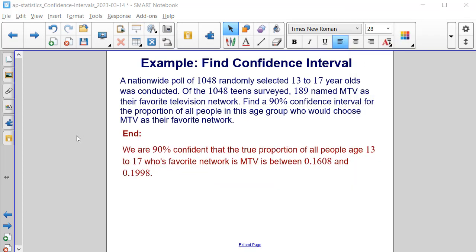And the end step in our four-step process is to state what we have found. We are 90% confident that the true proportion of all people age 13 to 17 whose favorite network is MTV is between 0.1608 and 0.1998.